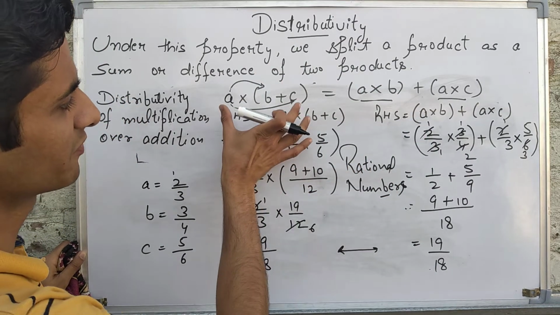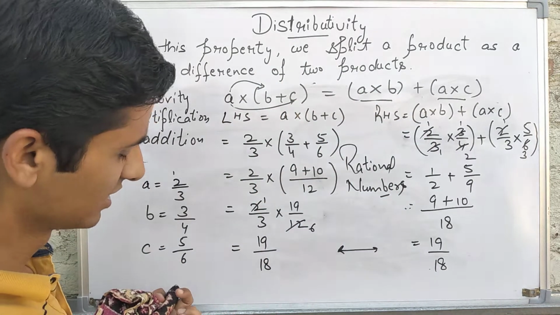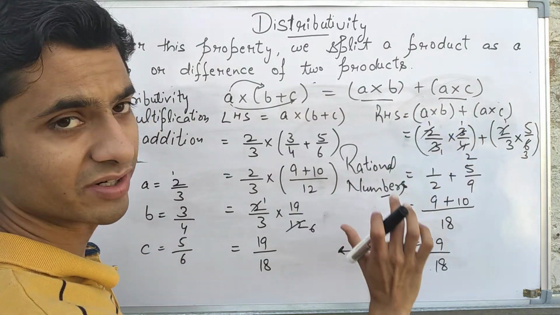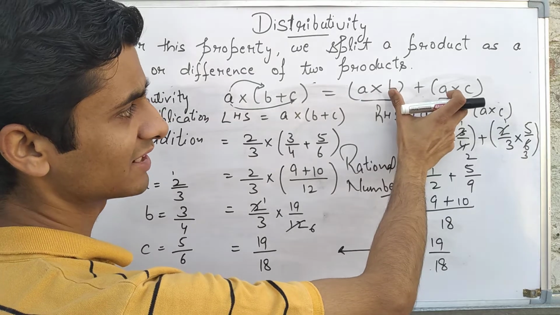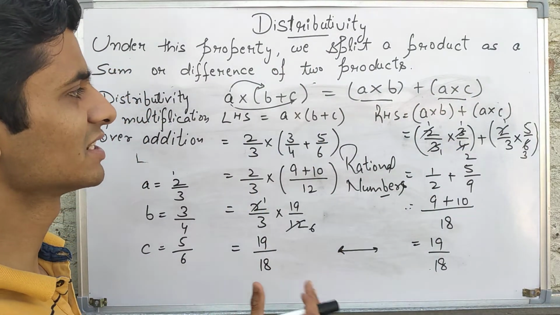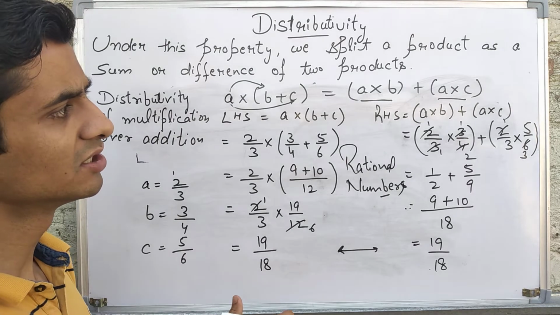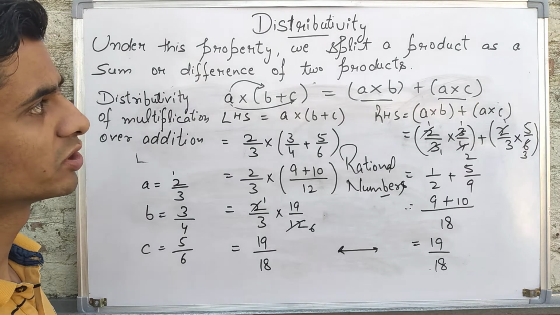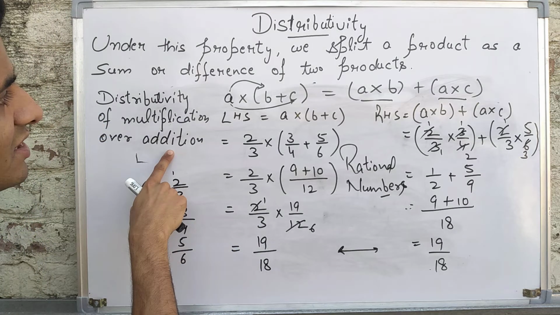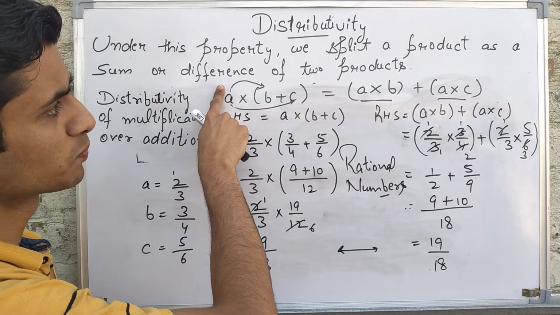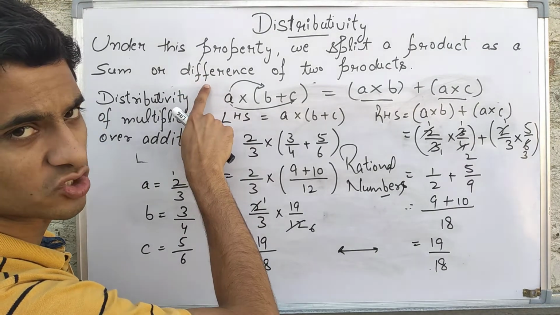Suppose the question is in the form of left hand side, so you can solve it or you can convert it into something in the form of right hand side, the way we did. If it is in the form of right hand side, you can go back to left hand side, and whichever suits you best you can use it. So further we will discuss distributivity of multiplication over subtraction. Now we will try to split a product as a difference of two products.